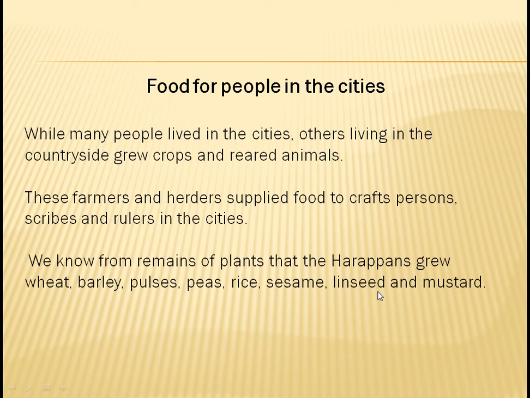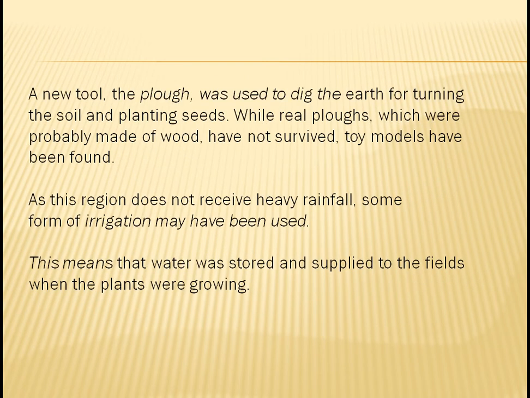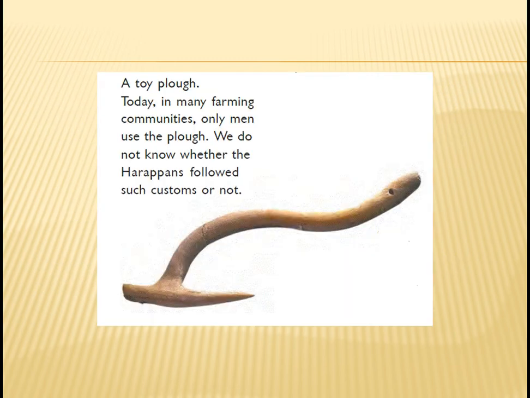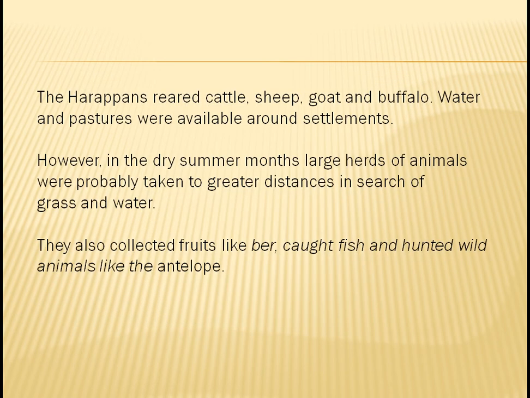Okay. Next, a new tool, a plow. I will show you in the photograph so you can clearly understand it. So this is a plow, a toy plow. Next, the Harappans reared cattle, sheep, goat and buffalo. Water and pastures are available around the settlement. Okay, so they used to manage their living and food from these things.